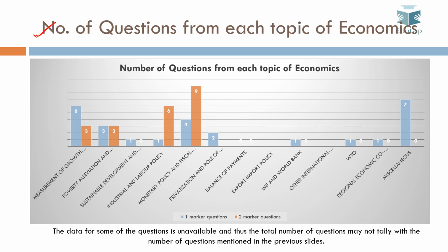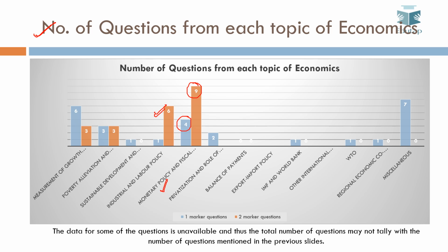Now friends, let us have a look at the number of questions that have been asked from each topic of economics. If you see this graph, the topics that took the lead are monetary policy and fiscal policy. You can see here that 9 2-marker questions and 4 1-marker questions are from these two chapters. After that, you can see that topics like industrial and labor policy were important in the examination.